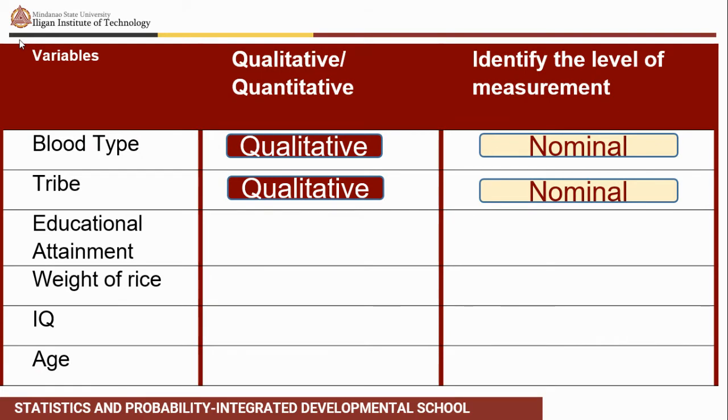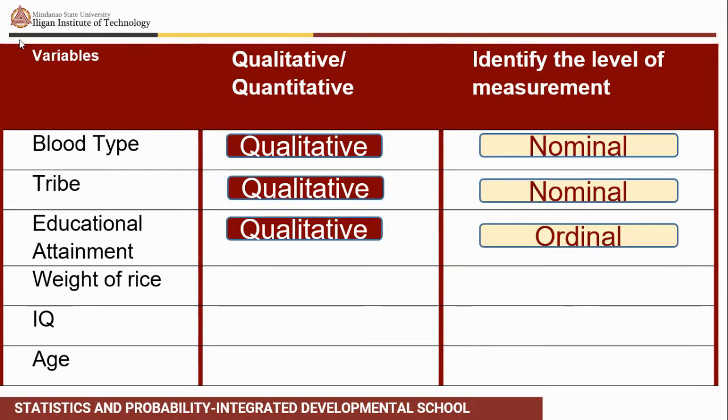For educational attainment, we have elementary graduate, high school graduate, college graduate. So it is written in categories, so therefore it is qualitative data or in description or attributes. So qualitative data siya. So yung level of measurement niya, mano-notice natin na merong order na nag-i-exist. So therefore, it is ordinal level.